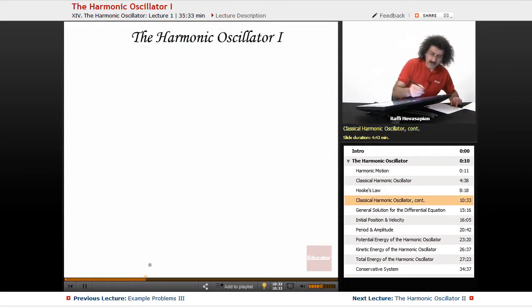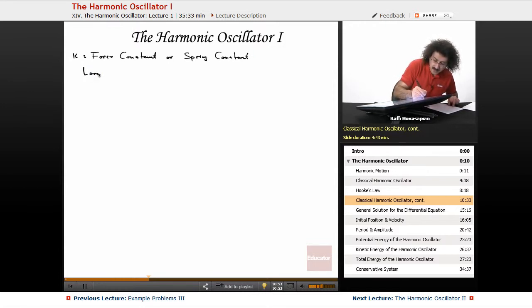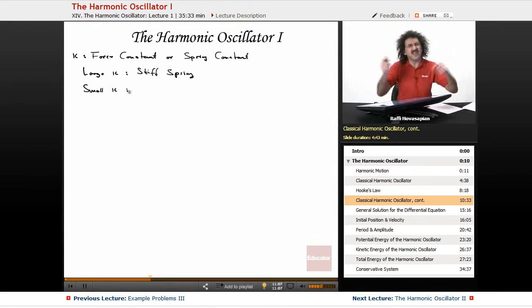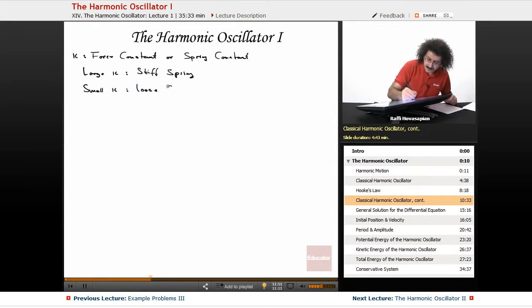Okay. So now K is the force constant. K is called the force constant or the spring constant. Okay, now a large K means you have a very stiff spring. And a small K means you have a very loose spring, very, very easy to push and pull. That's it. Okay, so we have F is equal to minus K times S minus S0.